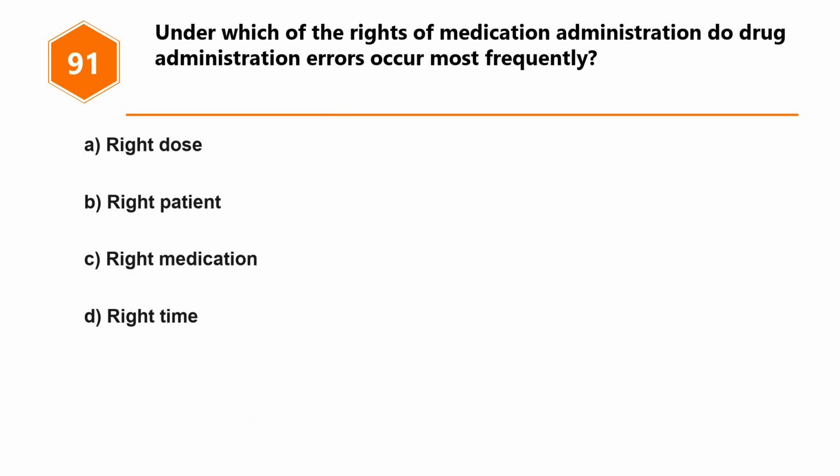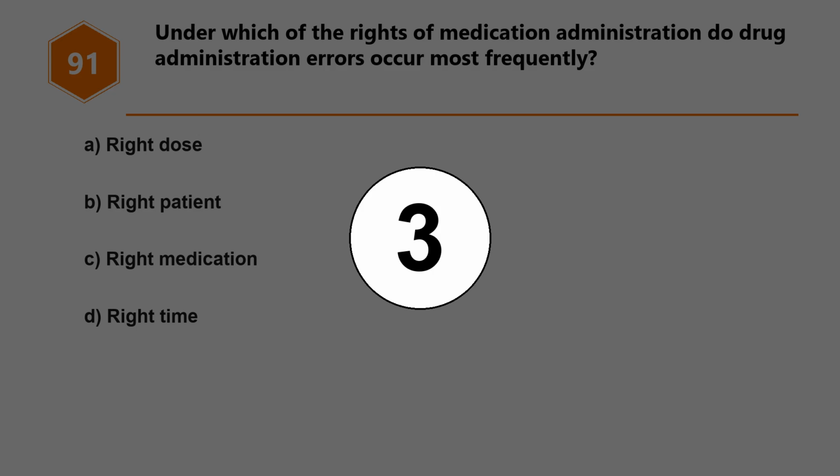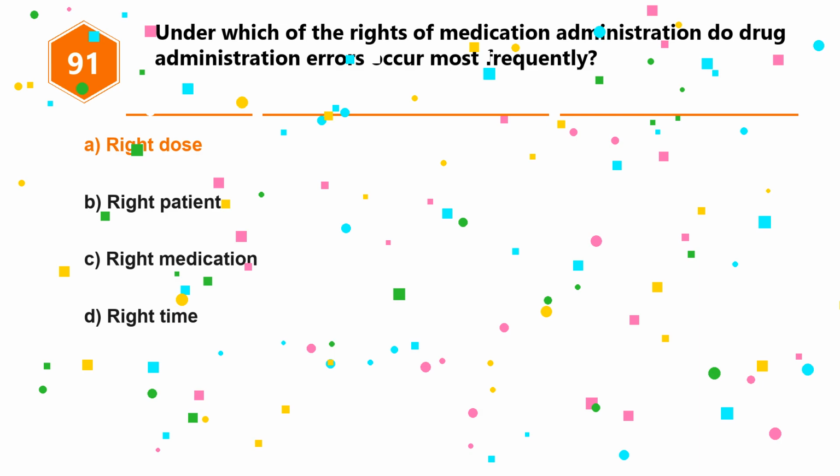Question 91. Under which of the rights of medication administration do drug administration errors occur most frequently? Option A, right dose. Option B, right patient. Option C, right medication. Option D, right time. The correct answer is option A, right dose.